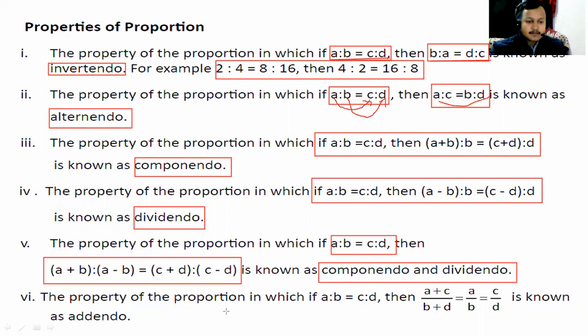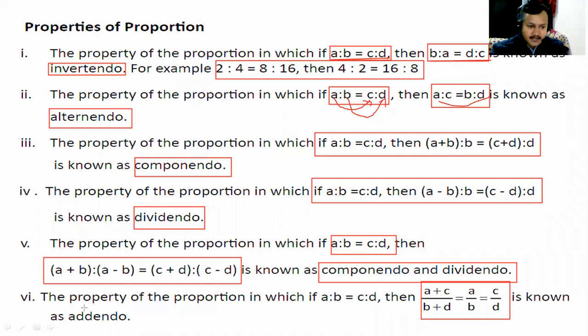Similarly, the property of proportion in which if A is to B is equal to C is to D, then A plus C by B plus D equals A plus B by C plus D. Now do cross multiplication. Check it. C plus D comes here, B goes there. Simply, we can write A plus C by B plus D is equal to A by B is equal to C by D.